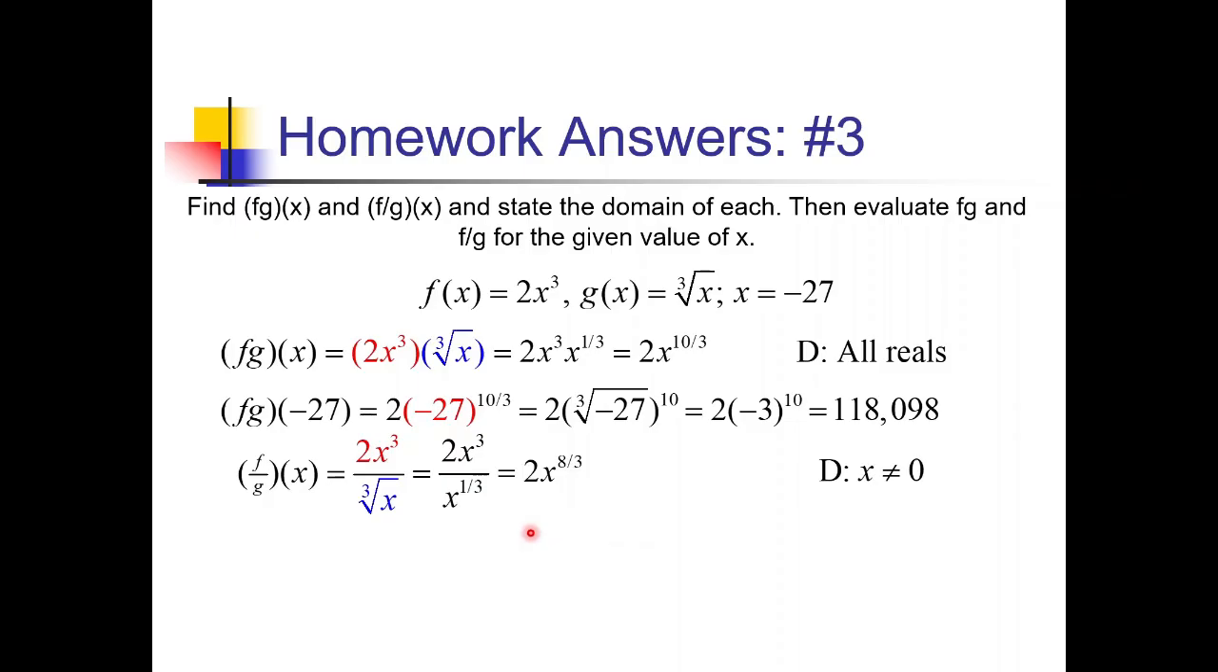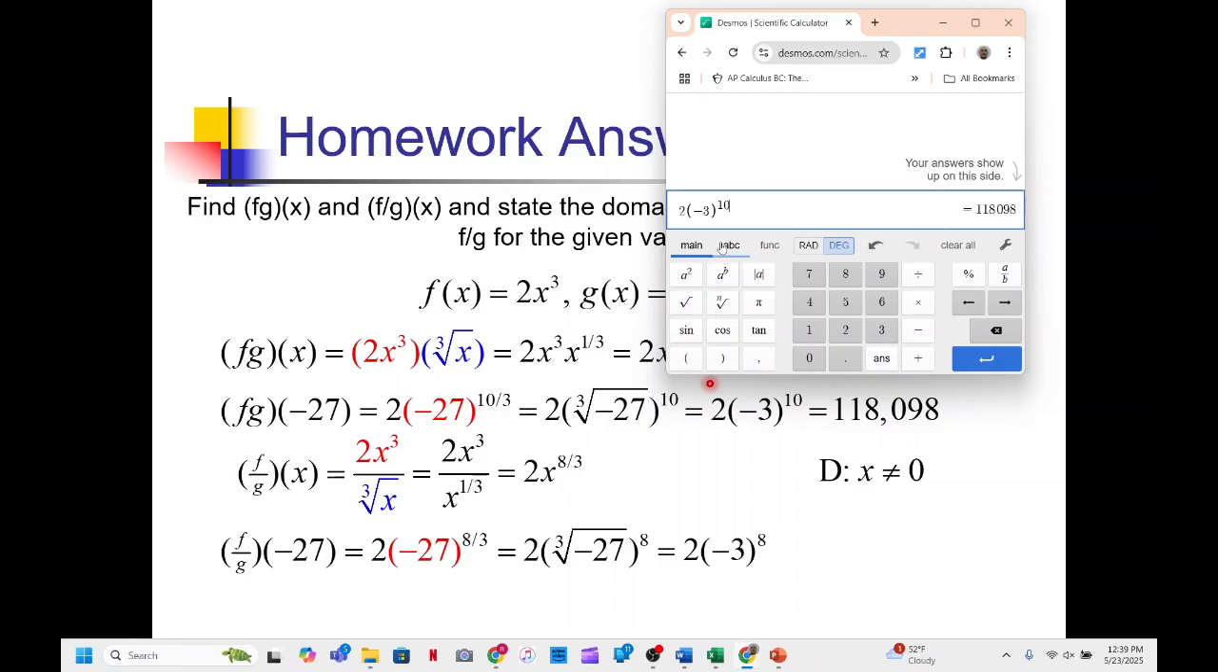And then plugging in negative 27 just like we did before. So now we've got the cube root of negative 27 to the 8th power times 2. This is still negative 3 for that cube root, and I'm still going to go to Desmos to do the rest of it. So let me just go back, and I already did 2 times negative 3 to the 10th. Let me just replace that 10 with an 8, and now we just have 13,122.